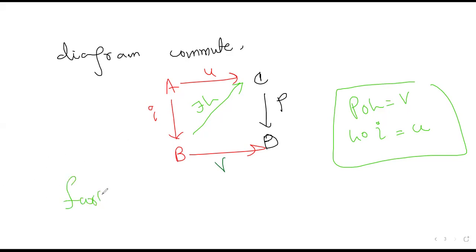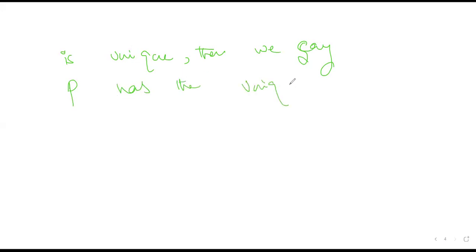Furthermore, if the lift edge from B to C is unique, then we say P has the unique right lifting property against I. Okay, so this is the definition of right lifting property.